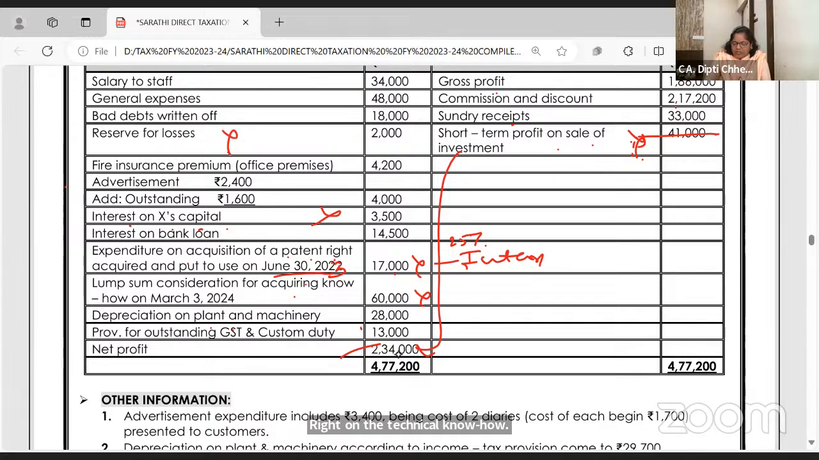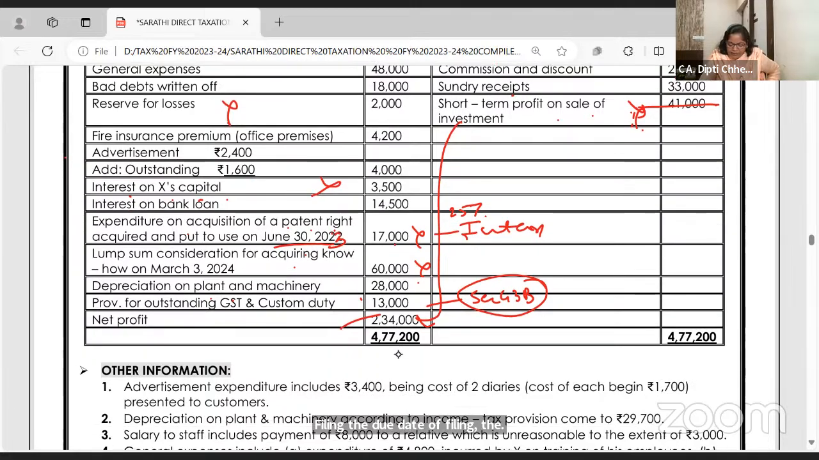Depreciation on plant and machinery. Okay. Provision for outstanding GST and customs duty. Ma'am, you said provisions are not allowed. Okay, but if it is due, there's a section called section 43B. As I said yesterday, once again I'm saying, 43B covers expenses like government payments and employee-related payments which are not paid by 31st March and are just outstanding, such as outstanding salary and outstanding interest. We should clear it before the due date of filing the return. Clear? And you get the net profit.